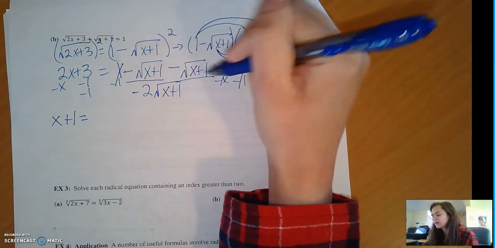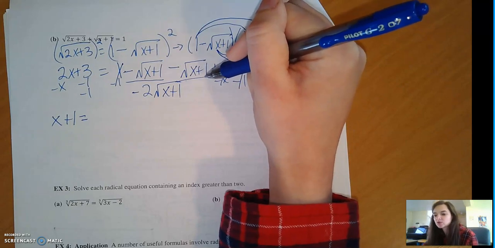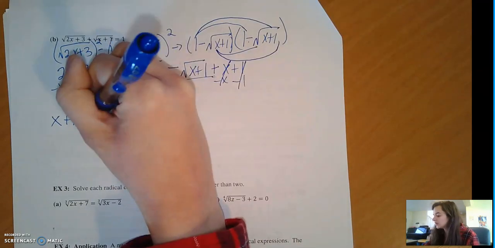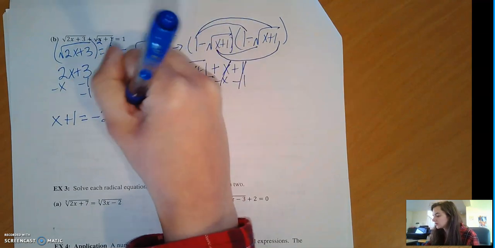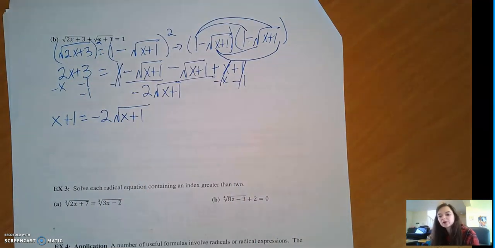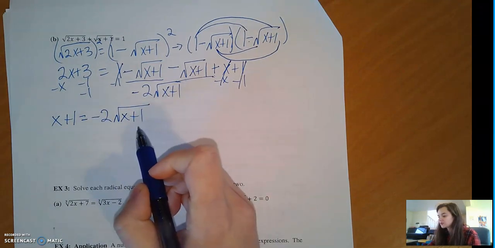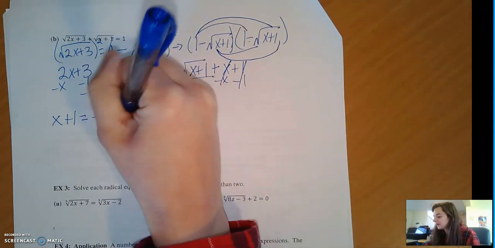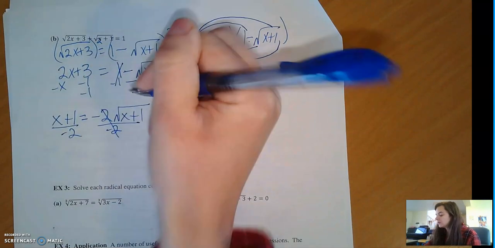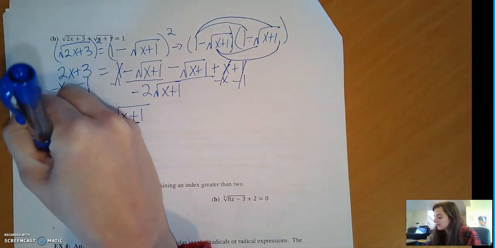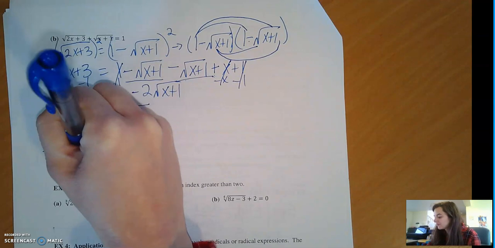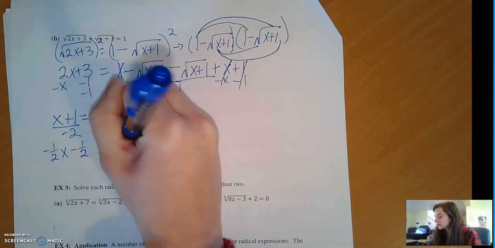And on the right side, the 1 minus 1 cancels, x minus x cancels, 1 minus 1 cancels, and we talked about those being like terms because they're the same kind of square roots. So we'll have equals negative 2 square root of x plus 1. See, doesn't that look better already? And let's go ahead and get this square root by itself as well. So I'm going to divide both sides by negative 2. And so then I'll have negative 1/2 x minus a half equals the square root of x plus 1.